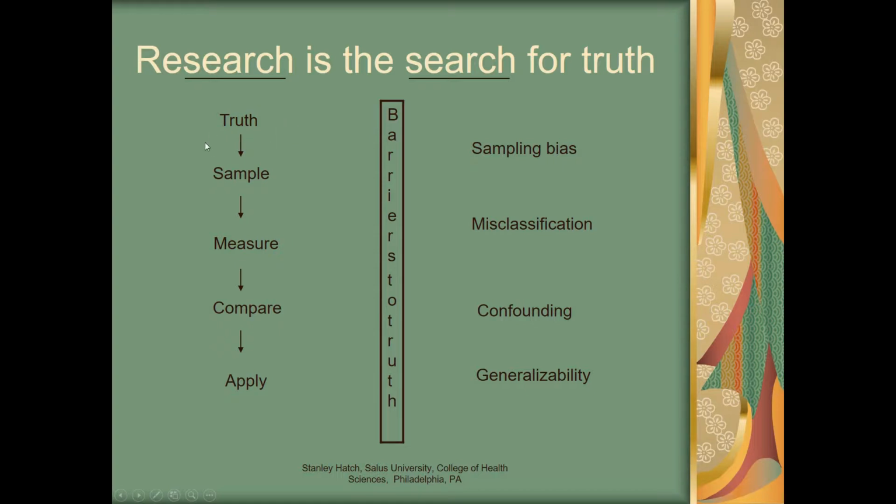To measure that, you take a sample of subjects, which hopefully will represent the people that you want to apply the results from. You're going to take measures, you're going to make comparisons statistically, and then you're going to apply the results. But there are barriers to the truth in research. The first would be sampling bias.